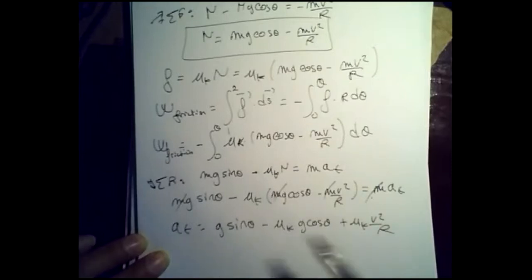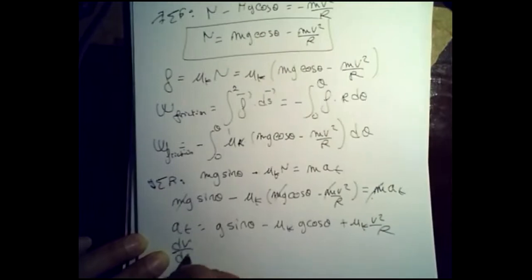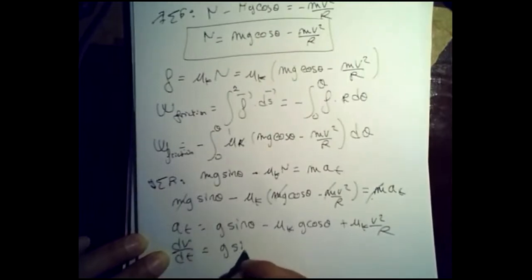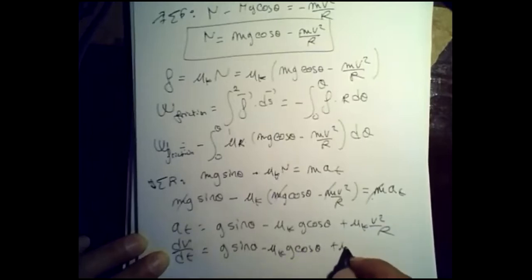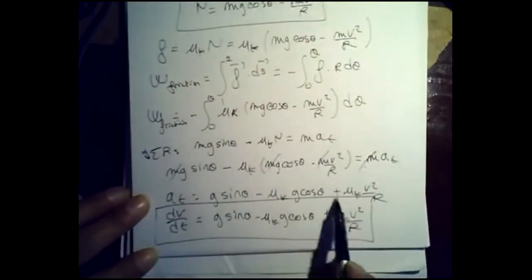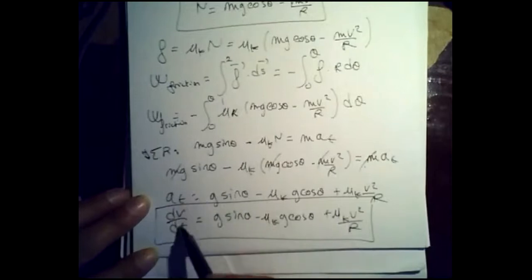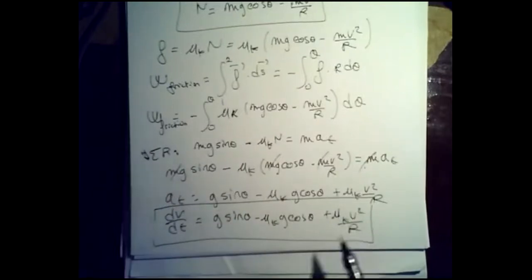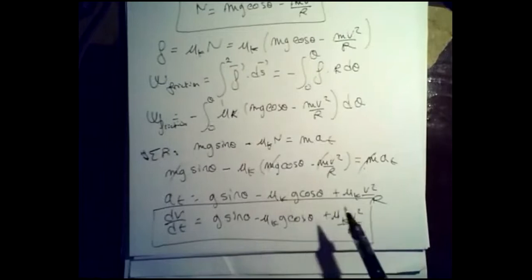I still don't have the velocity. The tangential acceleration is now a function of the velocity squared. I know AT is equal to dv over dt, which is g sine theta minus mu k g cosine theta plus mu k v squared over r. So we're going to stop right here. Why? Because if you integrate this, you have to put the whole thing down and integrate dv over this, which is a nonlinear solution. We can't solve this in our class.